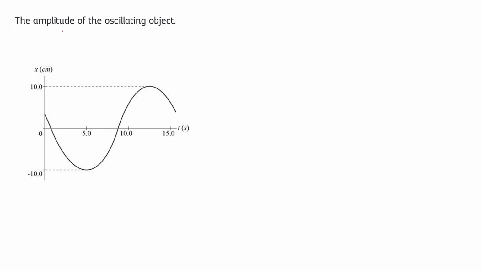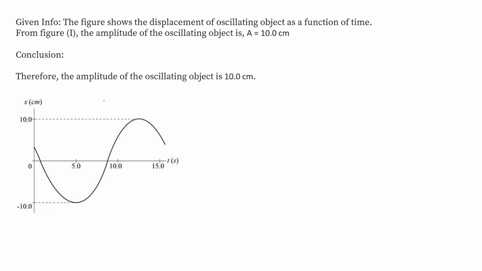Now let's move forward. Here we have to calculate the amplitude. As we discussed, the maximum displacement of a particle from its mean position is called the amplitude. Here, as we can see, the maximum displacement is 10 centimeters from the mean position, which is the reference line at x equal to 0. This is the amplitude. On both sides, the amplitude is the same, equal to 10 centimeters.